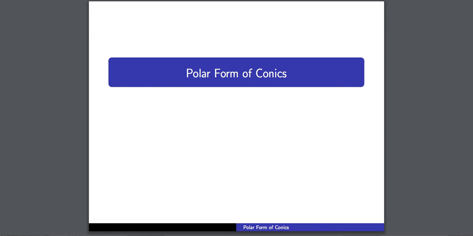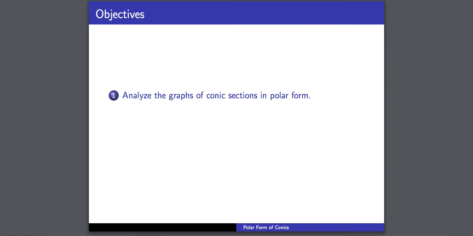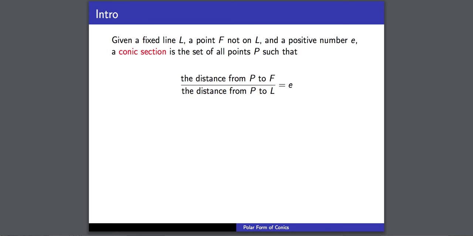Alright, in this video we're going to take a look at the polar form of conic sections, and at the graphs of conic sections written in polar form. As we saw in the polar coordinates and equations notes and videos, sometimes it's a little bit easier to write the equation in polar form than in rectangular, or x and y, form.